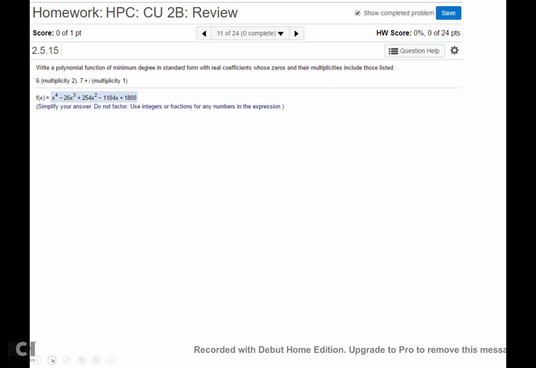Alright, write a polynomial function of minimum degree in standard form with real coefficients whose zeros and their multiplicities include those listed. So they're telling me x equals 6 multiplicity 2. That means there's 2 of them. And x equals 7 plus i multiplicity 1. Anytime you get a complex zero with an i in it, the complex conjugate theorem states that guaranteed, if you have a complex zero, its conjugate is also going to be a zero. So I have another one, even though they're trying to hide it from me. So it would be 7 minus i.